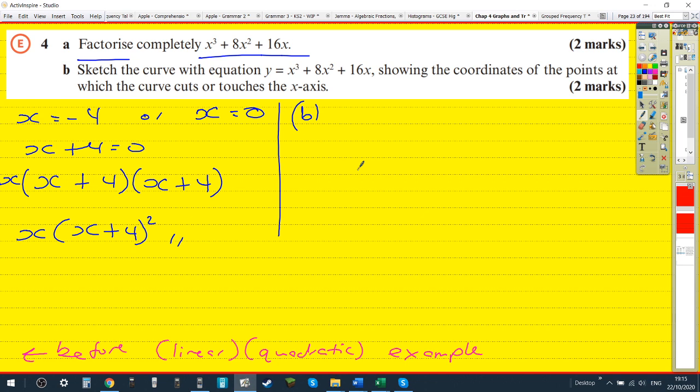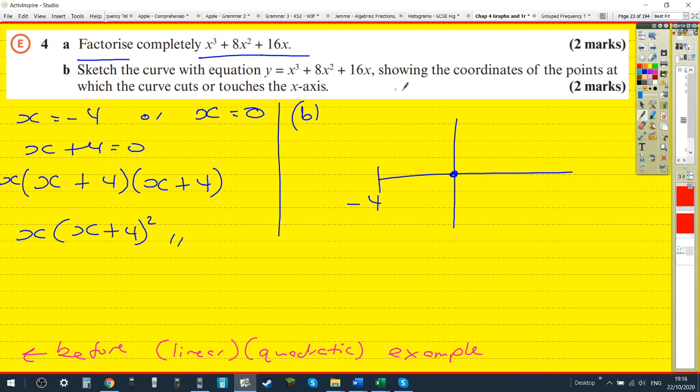Question B. So we've already got x1 and x2, which is minus 4 and 0. Minus 4 for the x-axis, I believe. Yeah, and 0. Would you just add minus 4 and 0 to get the y-intercept? Multiply them. So it'd be 0.